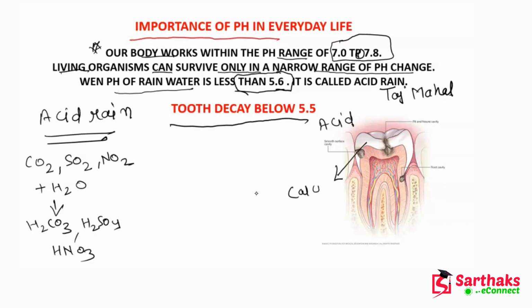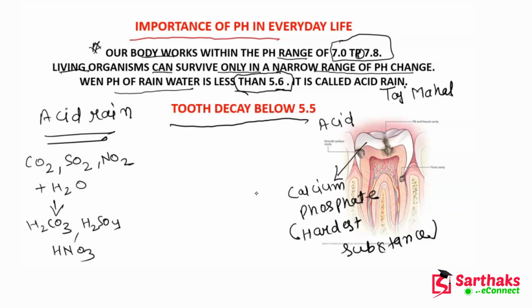It has a shiny layer of calcium phosphate. And for your information, that calcium phosphate is the hardest substance of our body. So guys, what will happen when this calcium phosphate reacts with this acid? Then it will corrode the layer of calcium phosphate.